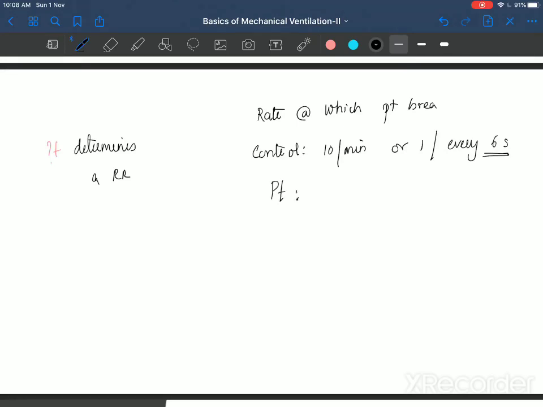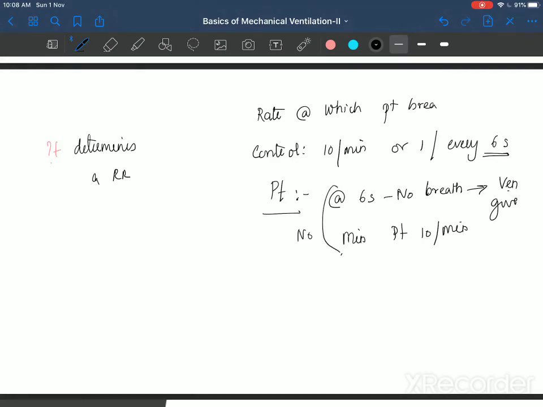Say the patient is unable to initiate a breath at 6 seconds. So at 6 seconds the patient is not having a breath, then the ventilator gives a breath. So the patient will receive at least 10 breaths if the patient has no efforts whatsoever. If the patient is capable of breathing 20 per minute, that means 1 every 3 seconds, correct? That is less than your set control time. So the patient will receive assist for all the 20 breaths.